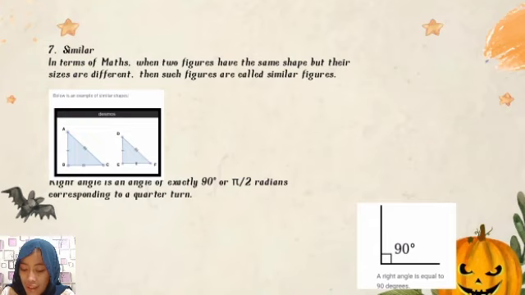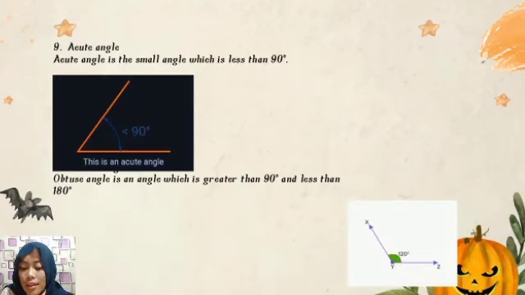Number 8 is right angle. Right angle is an angle of exactly 90 degrees or pi/2 radians, corresponding to a quarter turn. Next, acute angle. Acute angle is a small angle which is less than 90 degrees. And the last from vocabulary is obtuse angle. Obtuse angle is an angle which is greater than 90 degrees and less than 180 degrees.